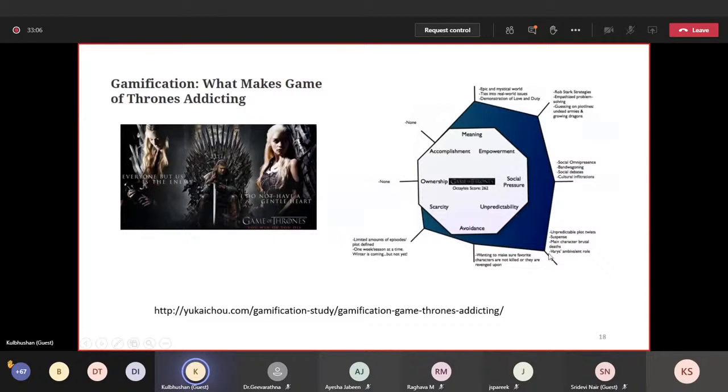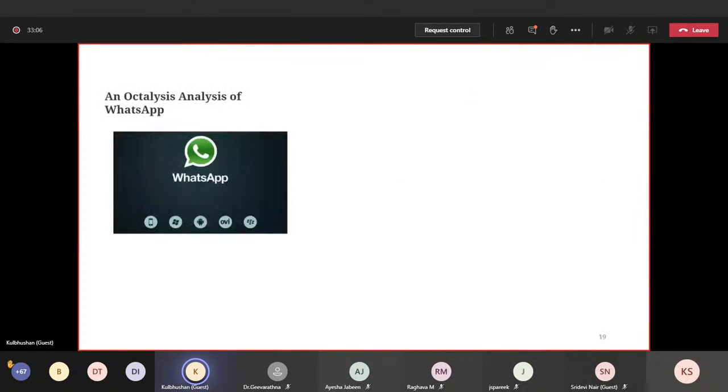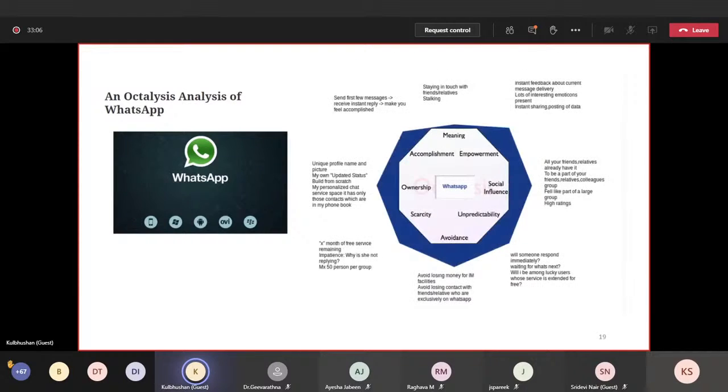Next case study is WhatsApp. Why are people hooked to WhatsApp? Why are they using WhatsApp? There can be many reasons, but on average a person is using WhatsApp because of, you can see the reasons in the octalysis diagram. Epic meaning is staying in touch with friends and relatives. Accomplishment is there: how many messages you have posted. Avoidance is there: if you are not using WhatsApp, you will lose contact with your friends and families. So WhatsApp has a fairly balanced octalysis graph. All of the code drives have some contribution.